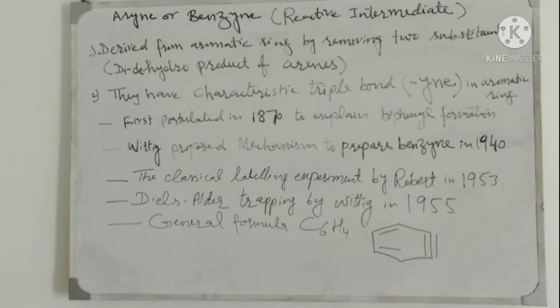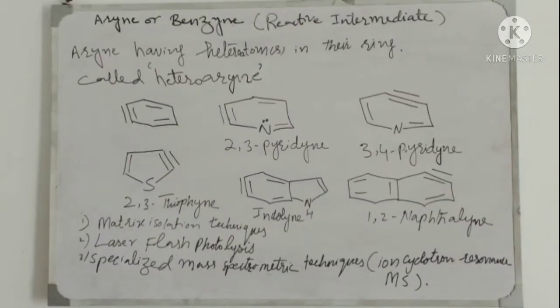So this is the brief history. Aryne or Benzyne was first postulated in 1870 to explain biphenyl formation. Then Wittek proposed the mechanism to prepare benzyne in 1940. Then the classical labeling experiment by Roberts in 1953, and Diels-Alder trapping by Wittig in 1955, to prove that benzyne really exists. Finally, the general formula of benzyne is C6H4 with, you can see, one triple bond in its structure. So this is Aryne or Benzyne.